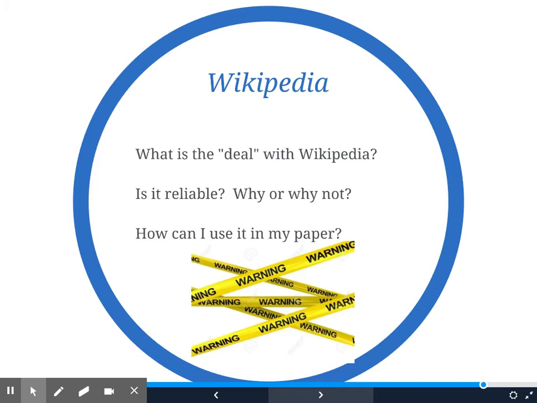Check those sources, and again, make sure the information that you're getting off of Wikipedia, you have found in at least two other places. Make sure it's triangulated so it's considered one of the third sources. And always list it as your third source, not as your first or second.